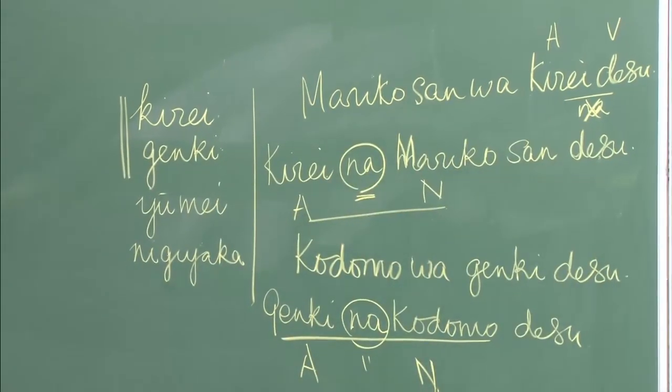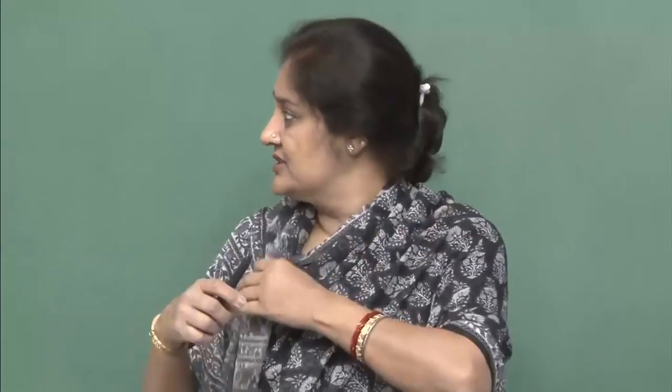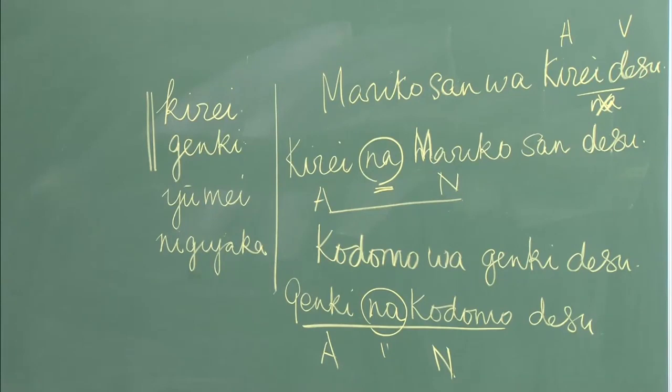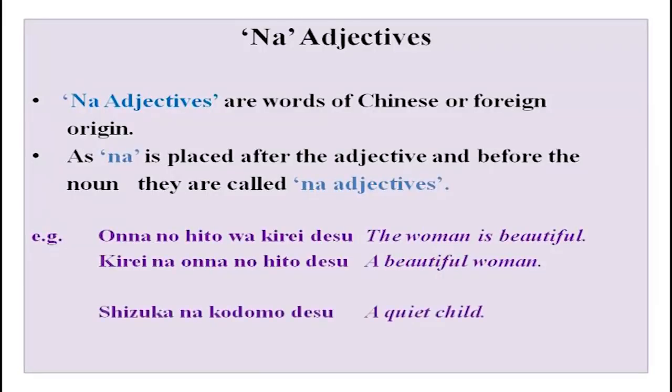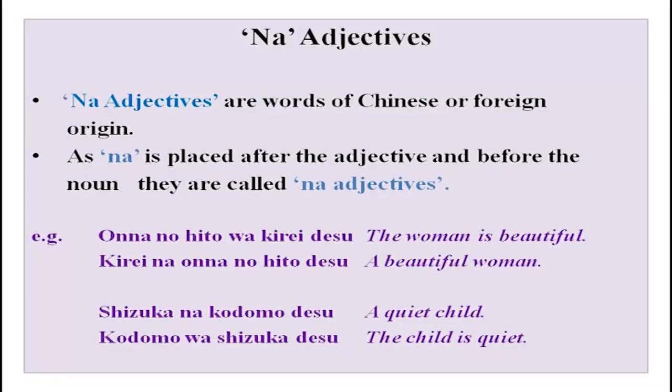With na adjectives, that's very, very important. All adjectives, as you know, tell more about noun, talk about the noun, give you more information as to how or what the noun is. So over here, you can use kirei and genki and any of the na adjectives like this, but with a na before the noun. Now, shizuka na kodomo desu. He is a quiet child. Kodomo wa shizuka desu. The child is quiet. He is quiet at the moment, but over here, he is a quiet child. Generally, he is very, very quiet.